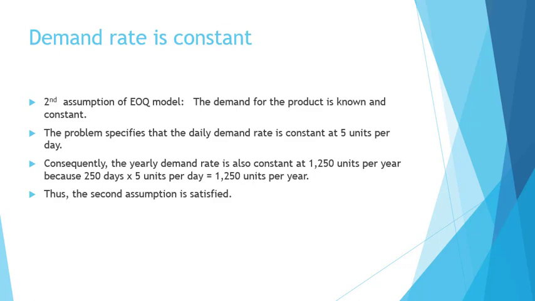The second assumption requires the demand for the product is known and constant. As you can recall, the problem specifies that the daily demand rate is constant at 5 units per day. Consequently, the yearly demand rate is also constant at 1,250 units per year, because 250 days times 5 units per day equals 1,250 units per year. The second assumption is thus satisfied.